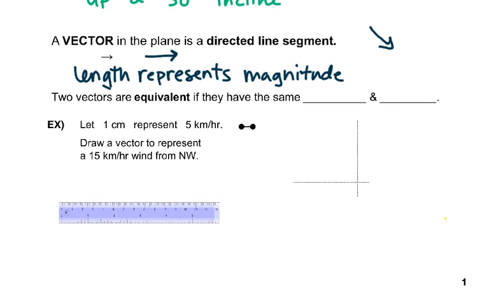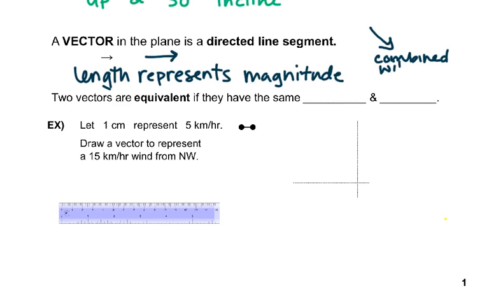So I could say here, magnitude combined with direction. So two vectors are equivalent if they have the same magnitude and direction. That's the main thing we want to understand about vectors. Okay, so a vector has magnitude and direction, and if we want to say they are equal or equivalent, they must have the same magnitude and direction.